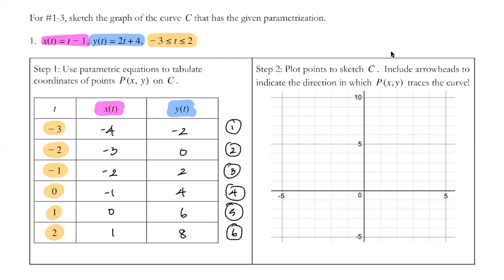So I'm plugging in the orange values into the blue equation. Right? So now I have 6 coordinates that I can graph. My starting point is going to be at -4, comma, -2. This is point number 1.